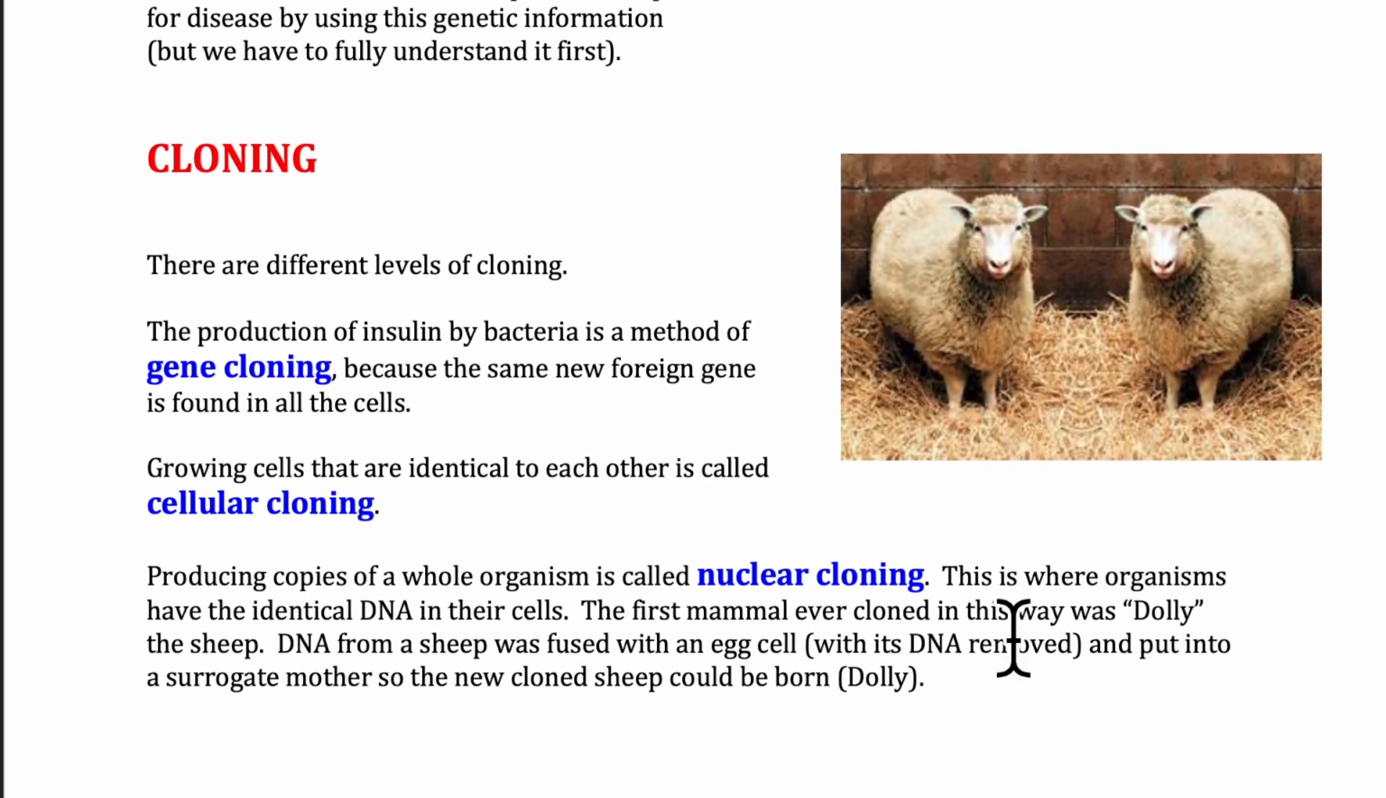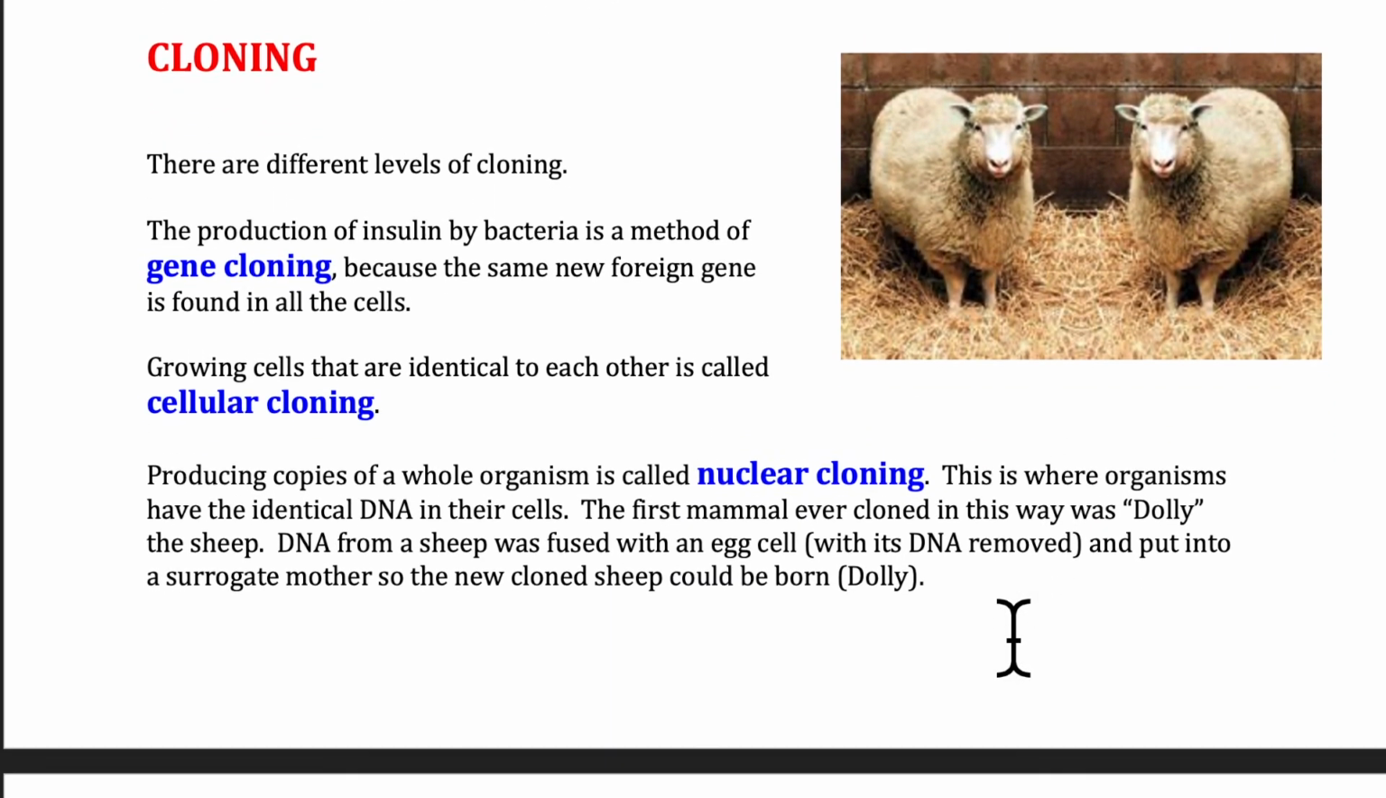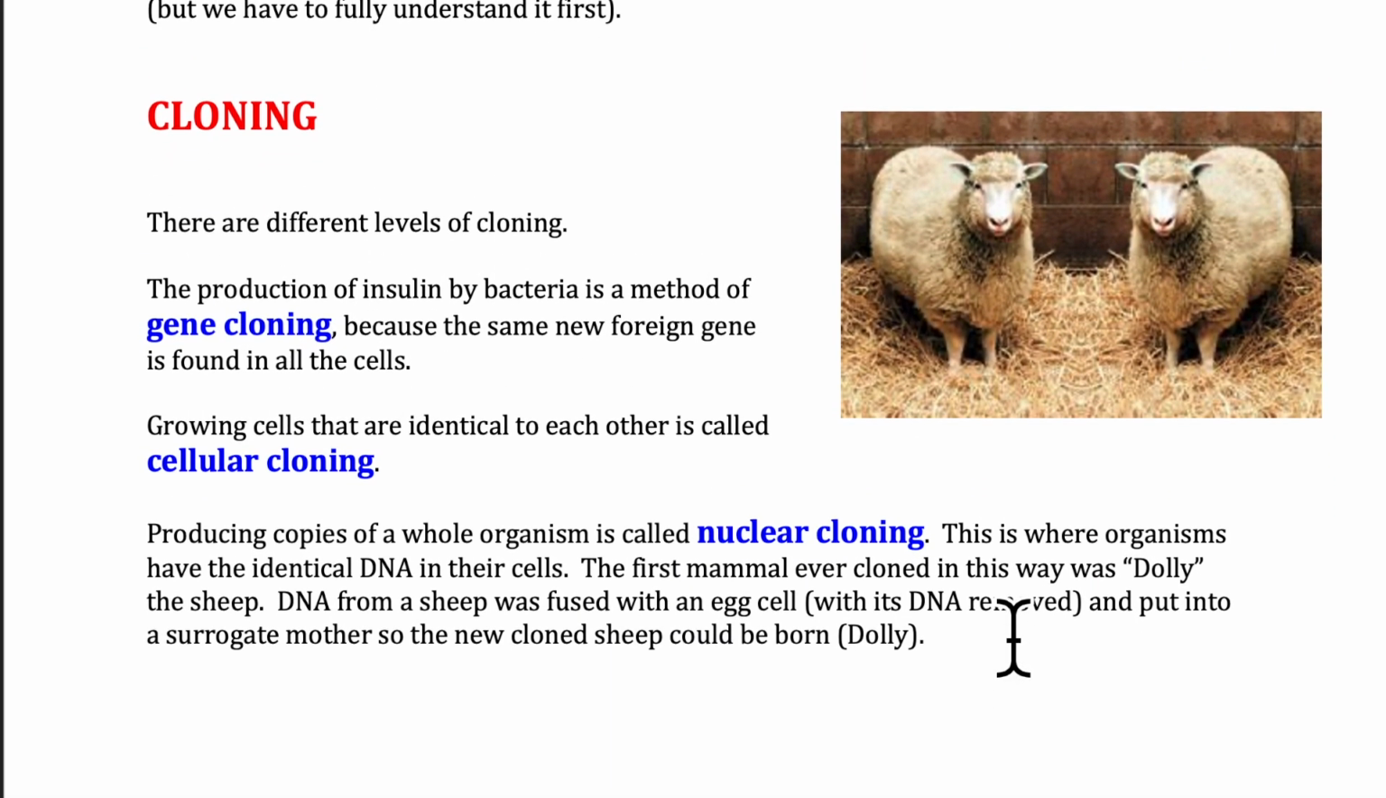So cloning. There are different levels of cloning. The production of insulin by bacteria is a method of gene cloning because the same new foreign gene is found in all the cells. Growing cells that are identical to each other is called cellular cloning. Producing copies of a whole organism is called nuclear cloning. This is where organisms have identical DNA in their cells.